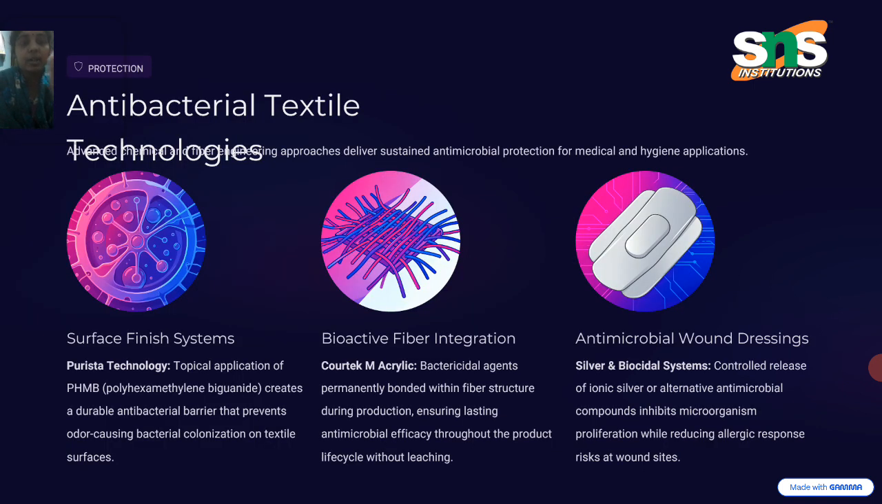Antibacterial technologies. The material has been treated with some properties, that is antimicrobial, antibacterial and antiviral. Many concepts are there. We have to treat those properly because we are using them directly on wounds and directly in the body. So, we have to give proper finishes so that it leads to good conditions. The main concepts are surface finish treatment, bioactive fiber integration and antimicrobial wound dressing. Those are the main concepts of antibacterial textile technologies.